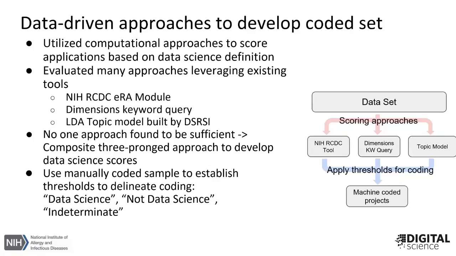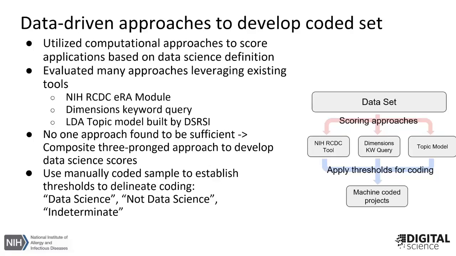But one of the many things Dimensions includes is a large body of grants and NIH applications which we can search with a keyword query. So we develop a keyword query based on our data science definition, and we get back a set of documents along with relevancy scores. We use that as our weight for that method.